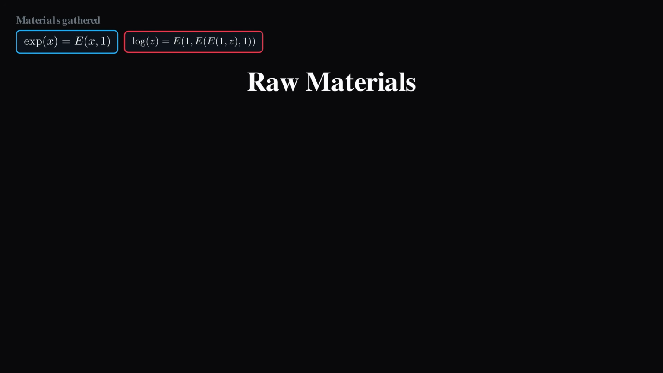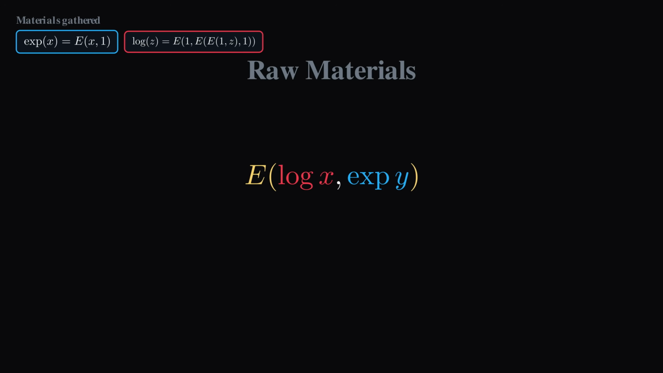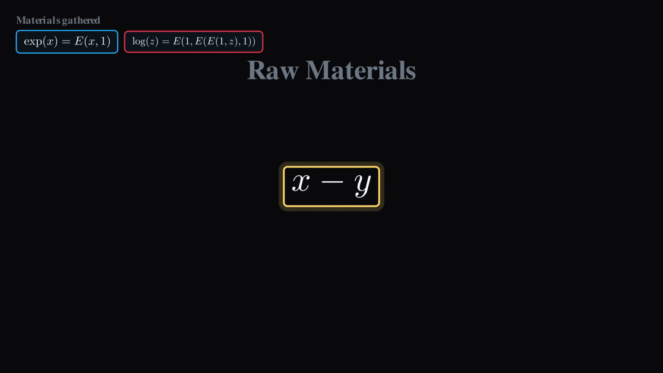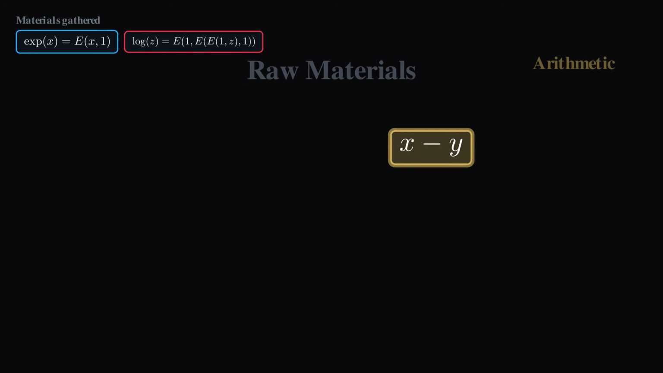If we take the log of x into the left input and the exponential of y into the right input, we get e of log x, exponential y. Beautifully, if we expand that EML, we end up with an expression that makes use of subtraction. From here, we can observe that the exponential undoes the logarithm, and likewise the natural logarithm undoes the exponential, such that the entire expression simplifies to just x minus y. In other words, we can represent subtraction through our original EML, e of log x, exponential y.